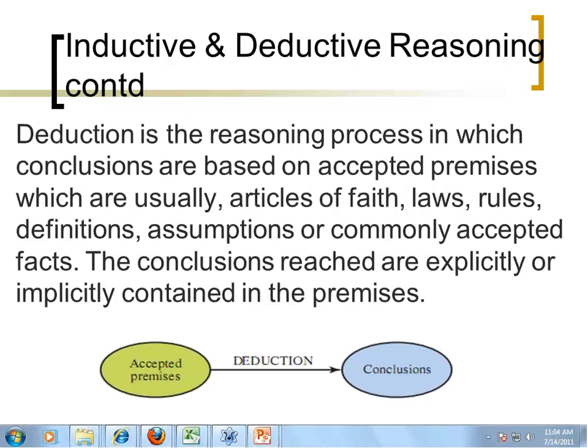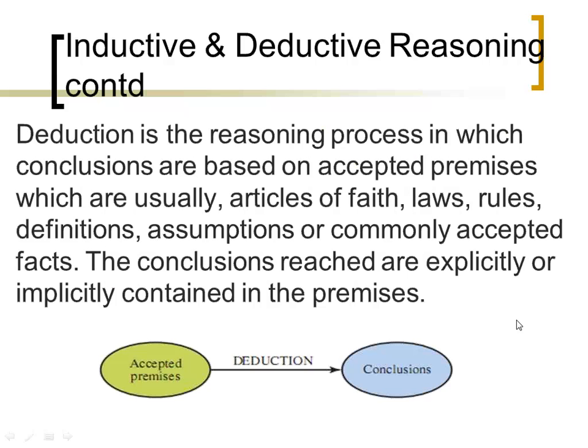Deduction, on the other hand, is a reasoning process in which conclusions are based on accepted premises, which are usually articles of faith, some rules, some laws, definitions, assumptions, or commonly accepted facts. The conclusions are reached explicitly or implicitly and based on premises that are contained in this argument. Now, you have to have a set of rules that were there before, or laws, or whatever you have. And then based on these laws, then you deduce your new conclusion, all right?